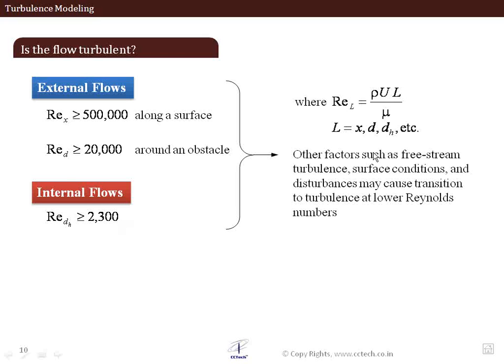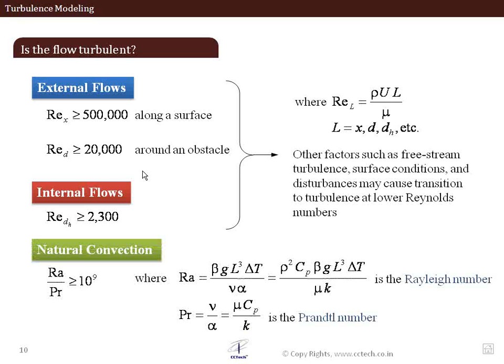So it is defined in terms of a length scale, characteristic length scale, which can differ for different kinds of problems. For external flows along a surface, let's say there's a boundary layer generation which is proceeding further into the domain, it might happen that beyond 500,000 Reynolds number, the flow starts becoming turbulent. And especially if it's a flow around an obstacle, it becomes turbulent around the 20,000 Reynolds number figure. So these are some of the values which we know from literature.